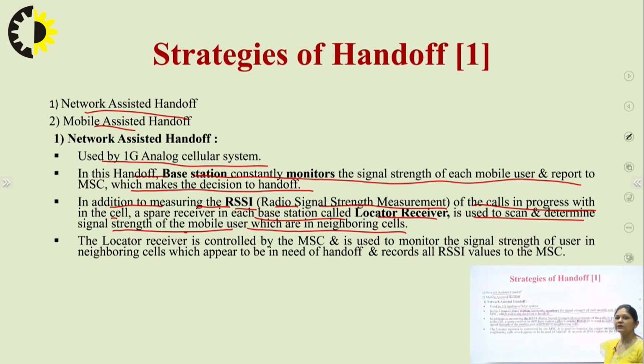Why are we talking about neighboring cells? Because a mobile station in the neighboring cell can move to our cell, so handoff should occur when it moves from the neighboring cell's base station to the present cell. The locator receiver is controlled by the MSC and is used to monitor the signal strength of users in neighboring cells who appear to be in need of handoff. Why is handoff needed? Because that mobile station can come into our particular cell, and in that case handoff will be required.